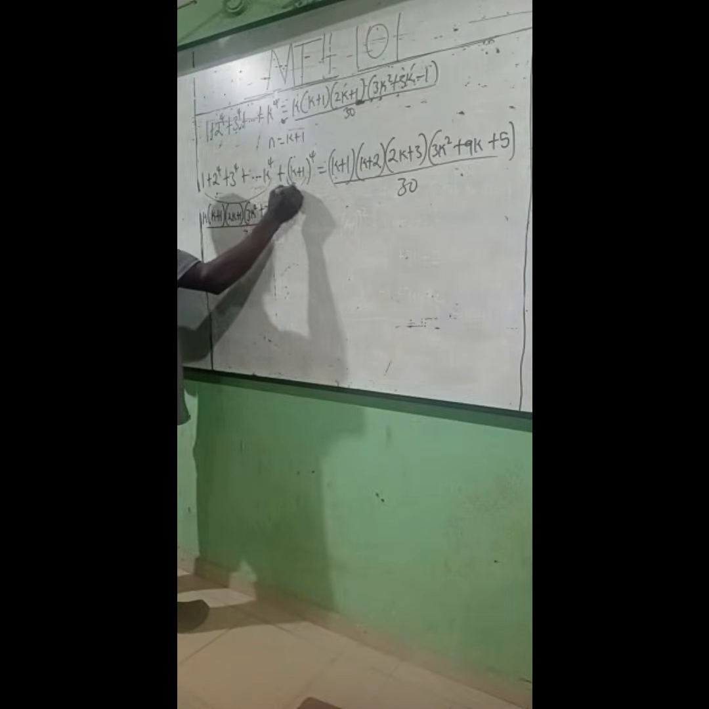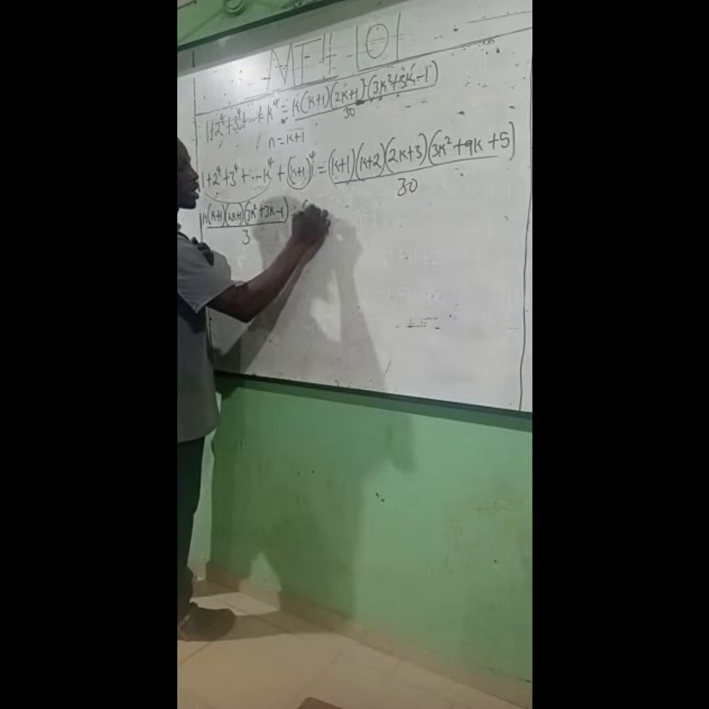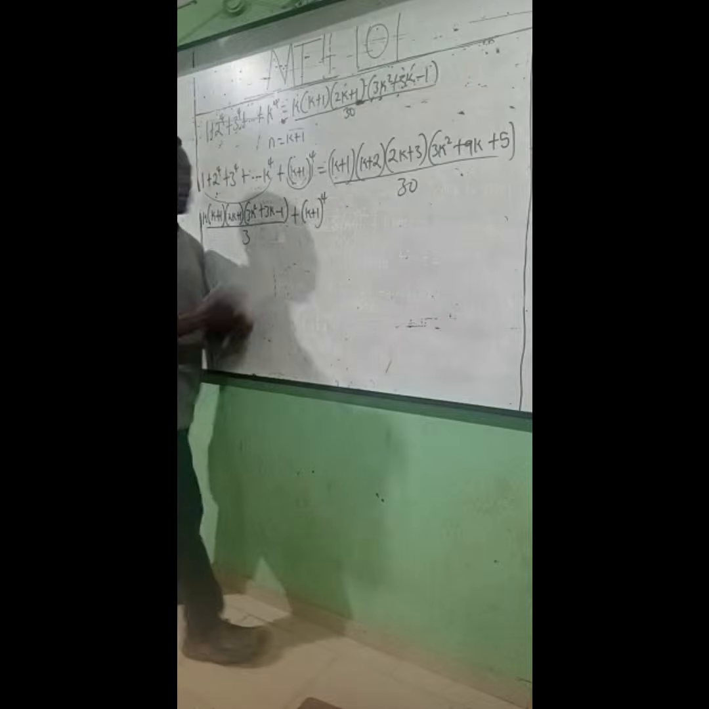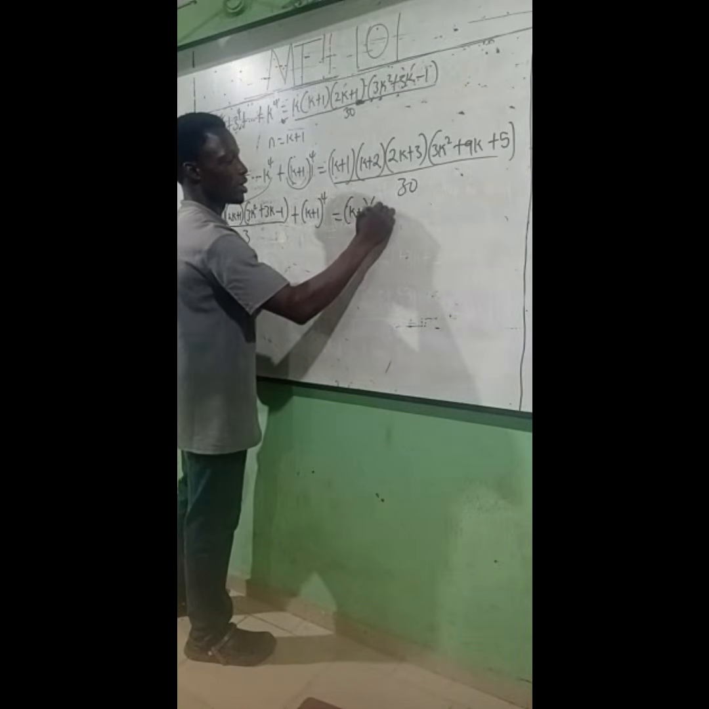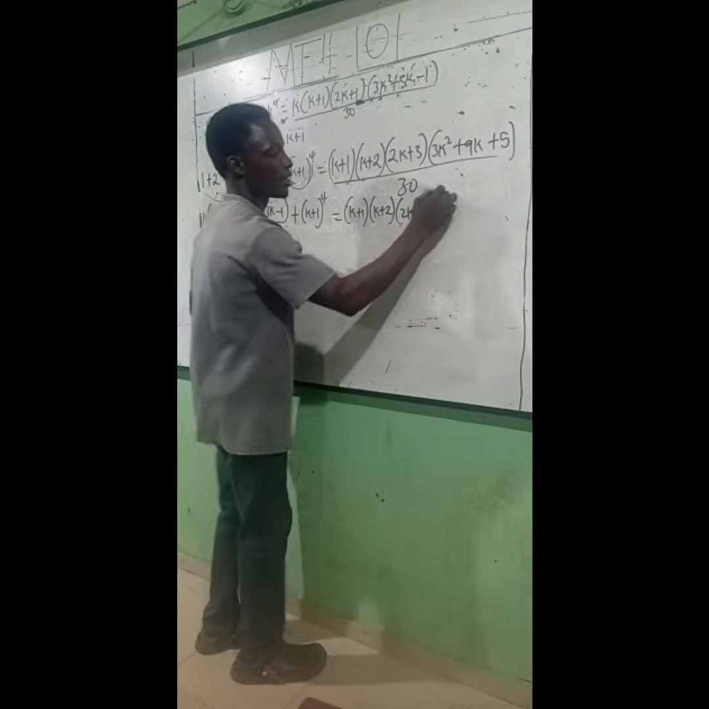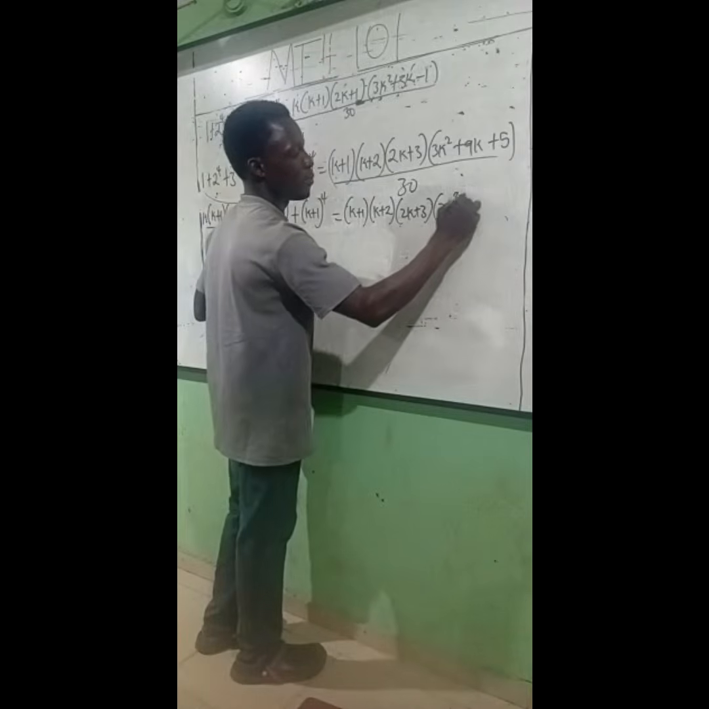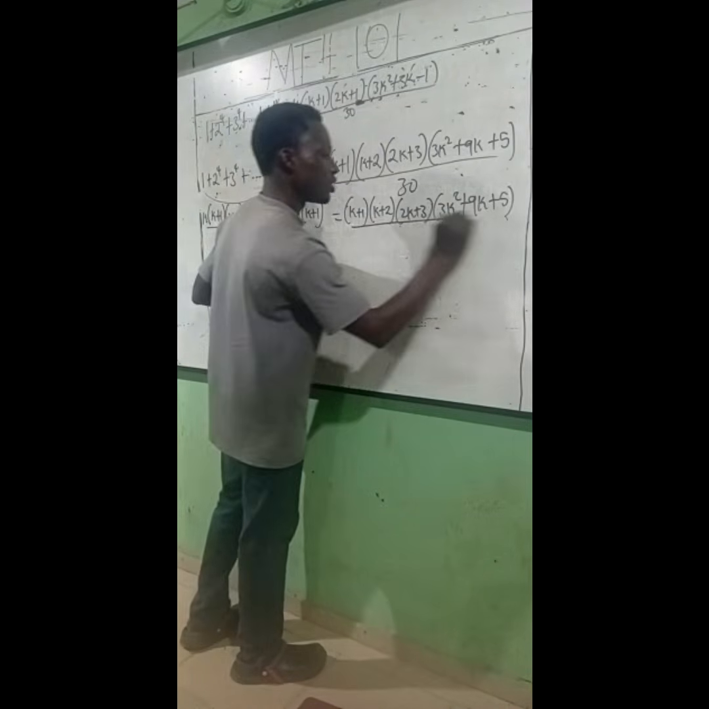Some people used to forget that there is something left here. Please don't forget. Plus k plus 1 raised to power 4. Equals to what? k plus 1, k plus 2, 2k plus 3, 3k squared plus 9k plus ... over 30.